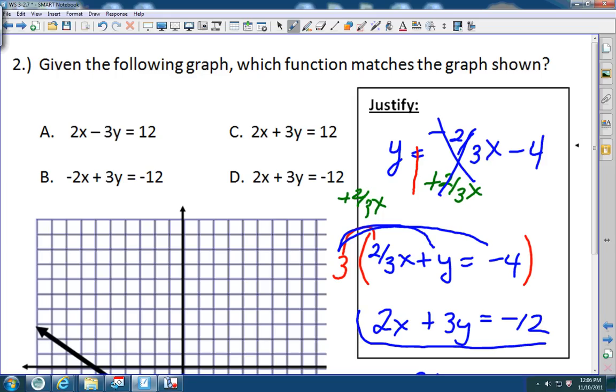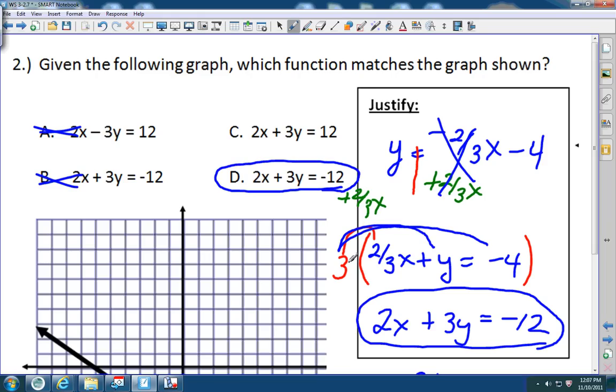All right, now what about this one? Do we see this equation anywhere in our answers? 2x, that says 2x minus 3y. Nope. That says negative 2x. Here it is, this D right here. There's my answer.